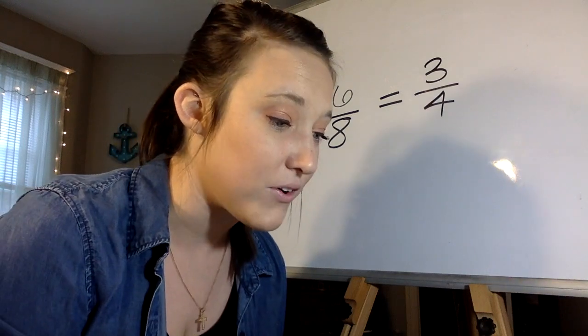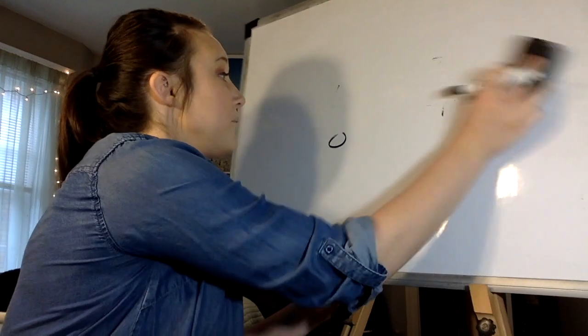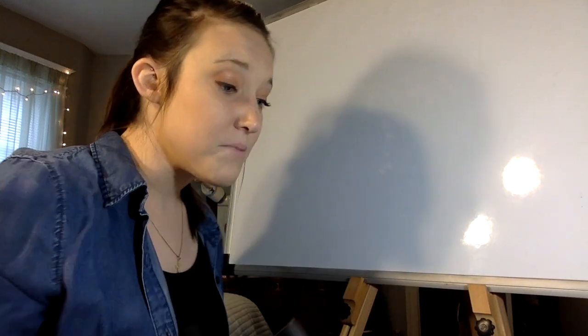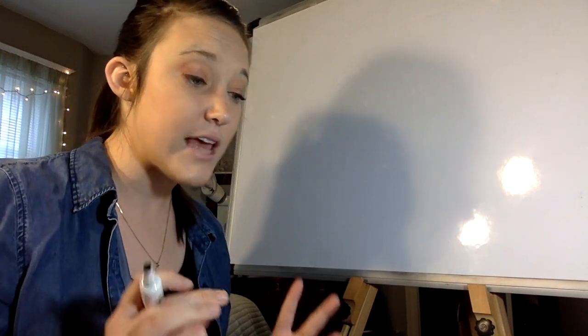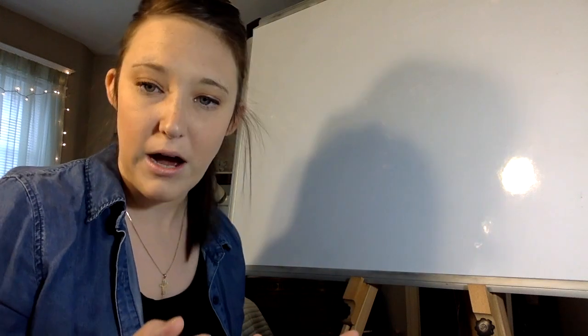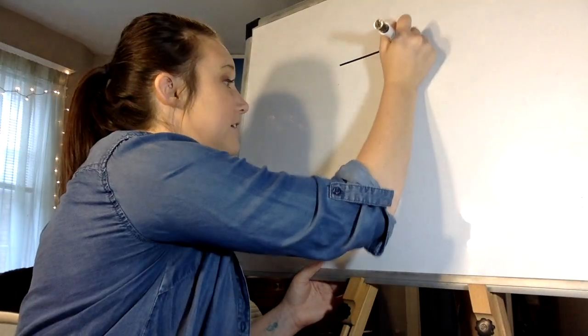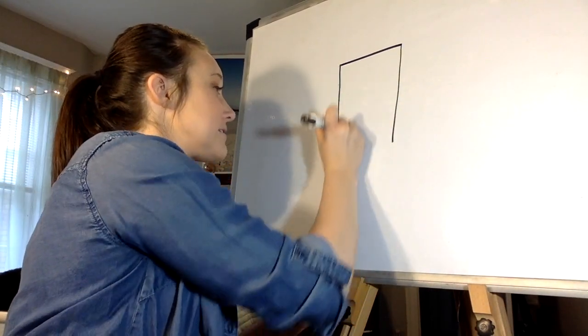Let's use the models to find the equivalent fraction for 2/3. Okay, so both models show the same whole. And what I mean by that is both of the models are the exact same size, okay? So let me do my best to draw two rectangles that are the same size.